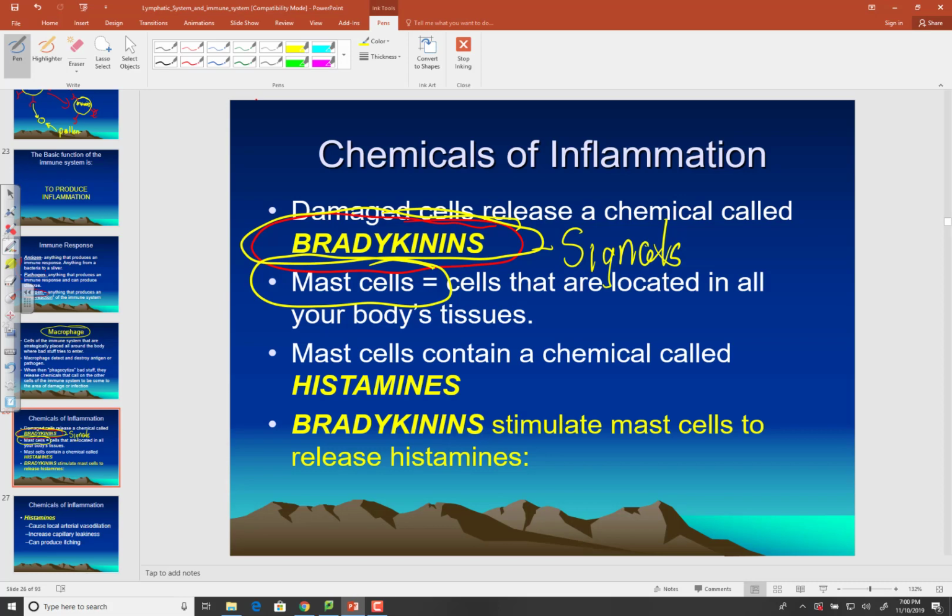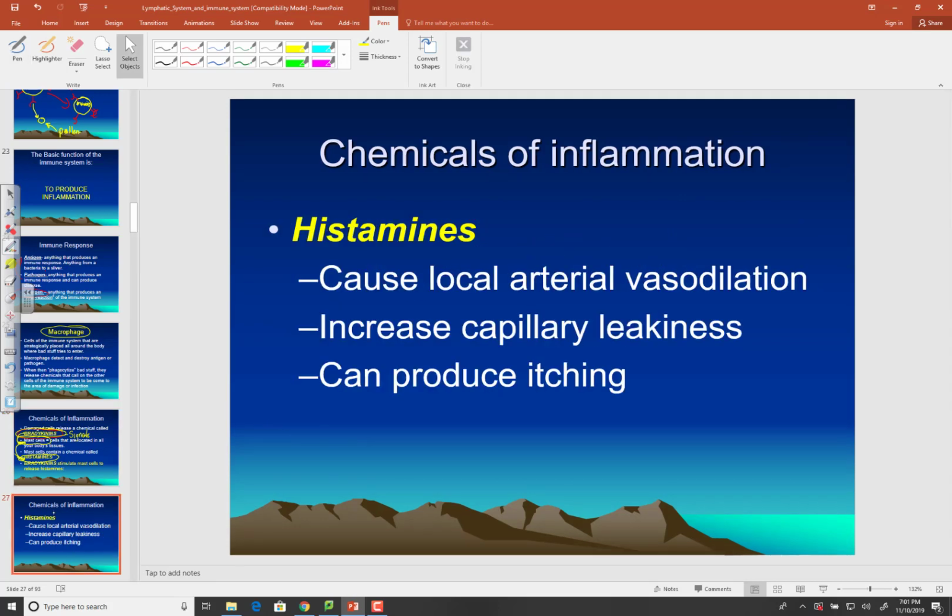Mast cells in your surrounding tissue contain a chemical called histamine. Now, I'm sure you've heard of histamine. If you haven't, you probably have heard of antihistamines. And the function of bradykinins is to stimulate mast cells to release the chemical called histamine. This is really important, really important. And I'm going to put this all together for you in a little video in just a minute.